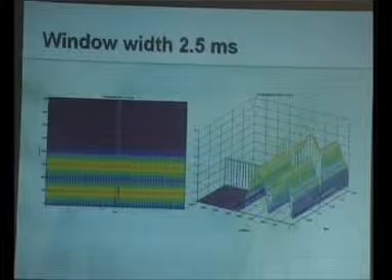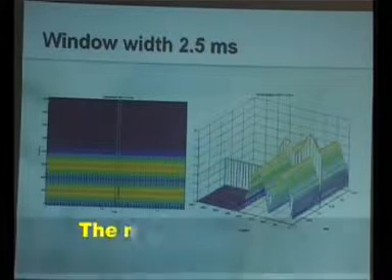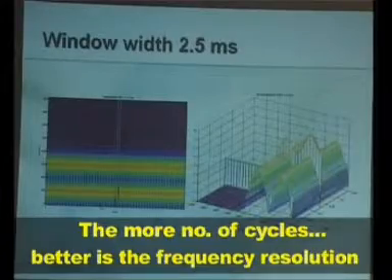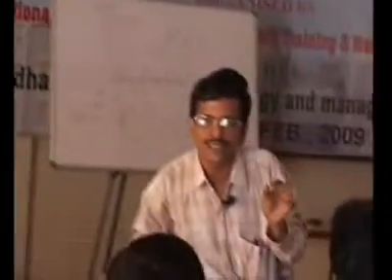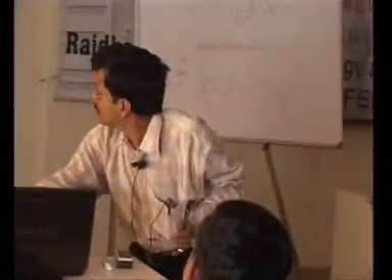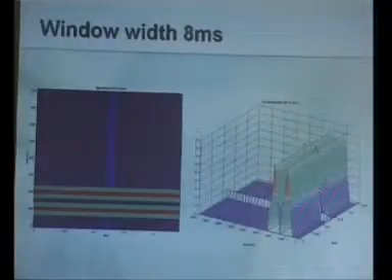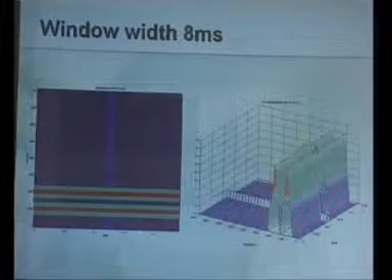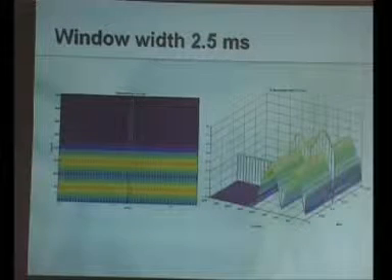So earlier, remember your FFT. The more number of cycles you are taking, the better is the frequency resolution. But the fewer cycles you are taking, the lower is the frequency resolution. So if you compare with the previous result, you had taken a window of 8 milliseconds. That means more cycles of the signal you had taken, so you were getting better frequency information. Now when I am reducing the window length, I am getting a poorer frequency resolution.